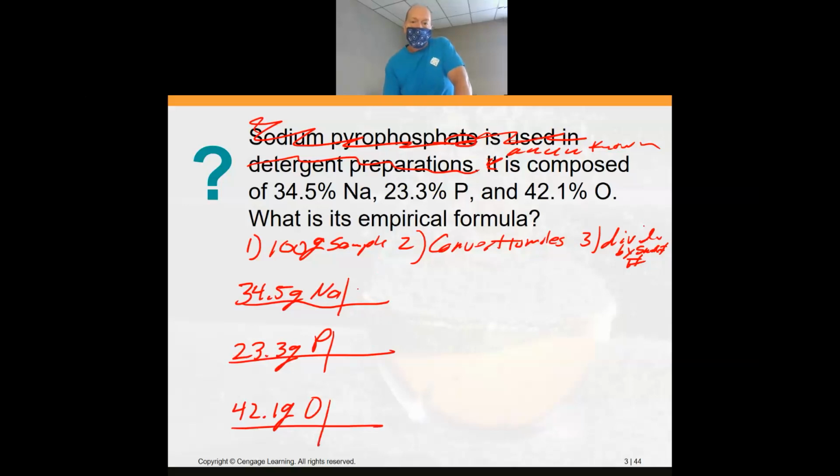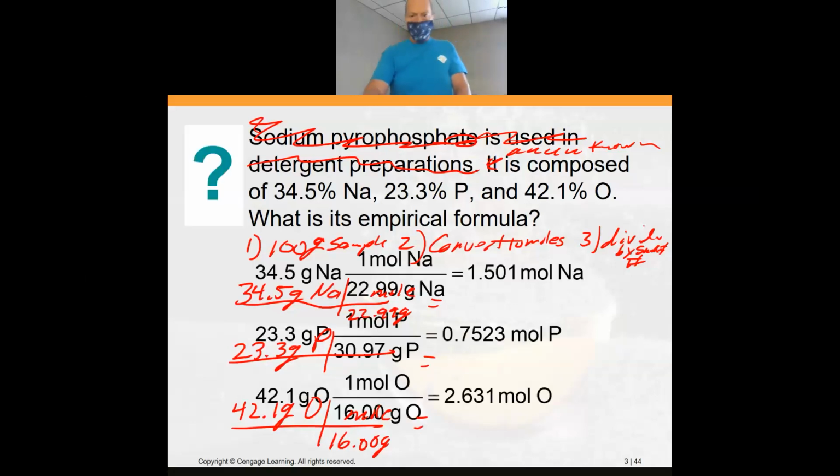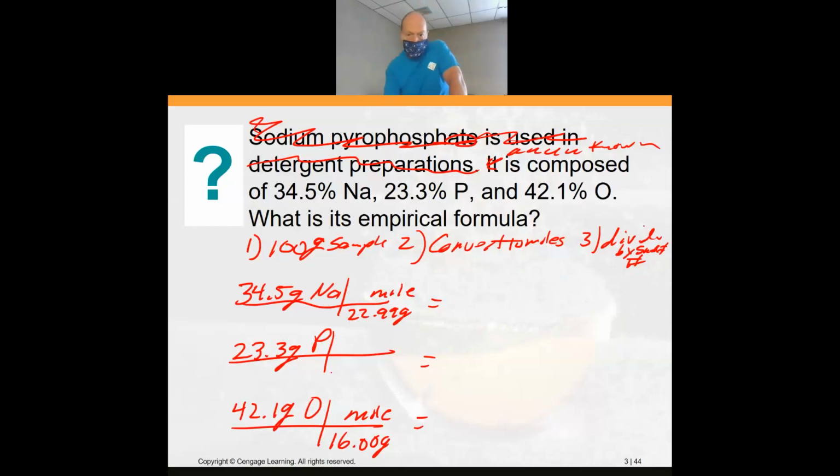All right, and so we have 22.99 grams per mole for sodium. I don't know what phosphorus is. We have 16.00 grams per mole for oxygen. P31, 31 point something, 30.97.